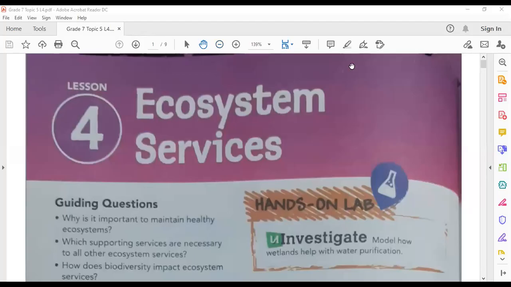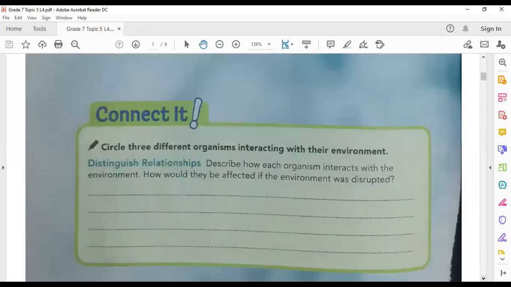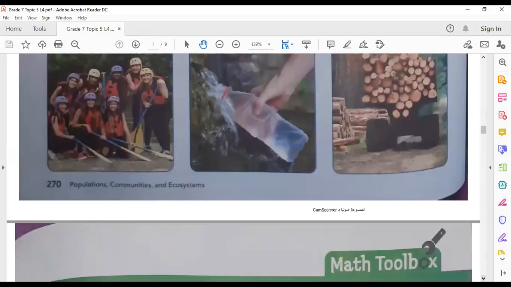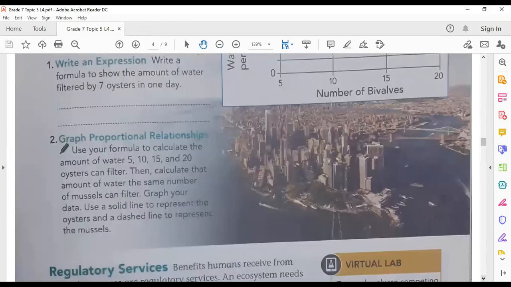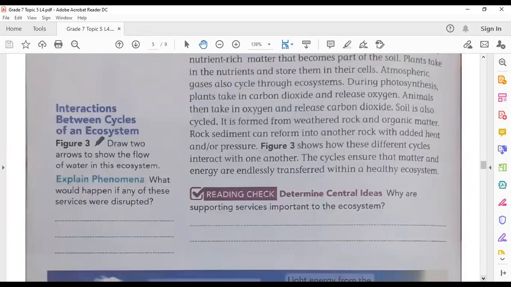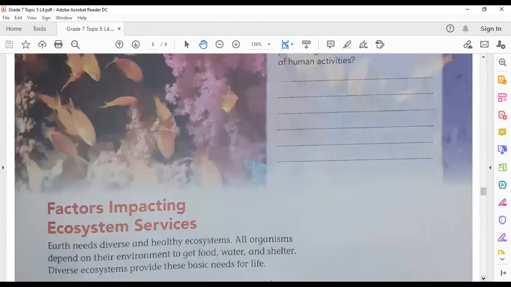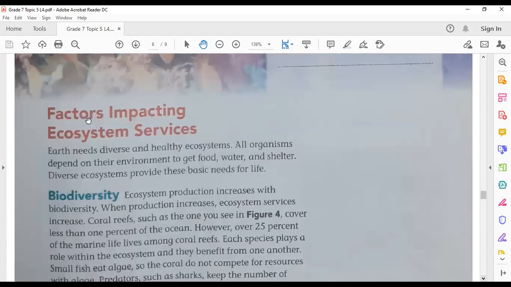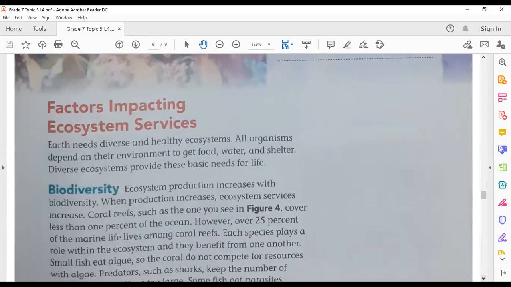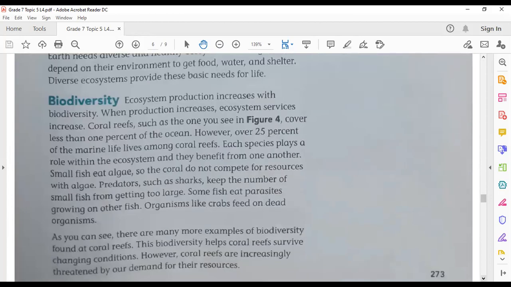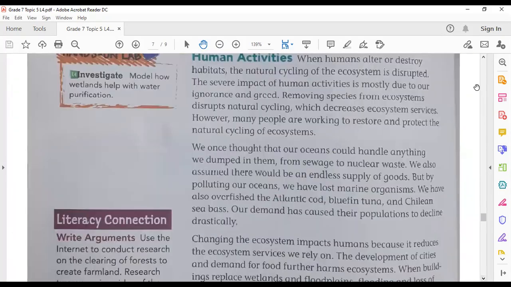Good morning, grade seven. As we mentioned in the previous class, there are two factors that impact ecosystem services. What are these two things? The first one is biodiversity, and the second one is human activities.